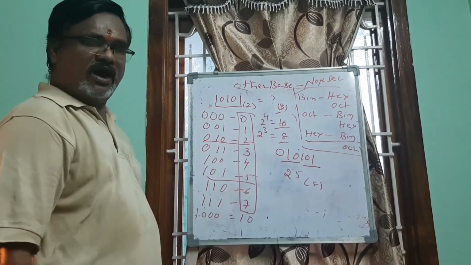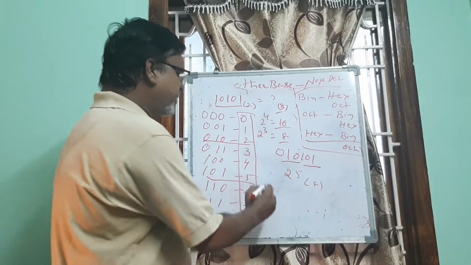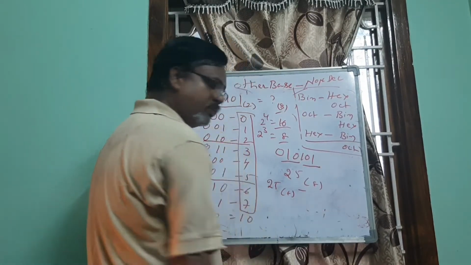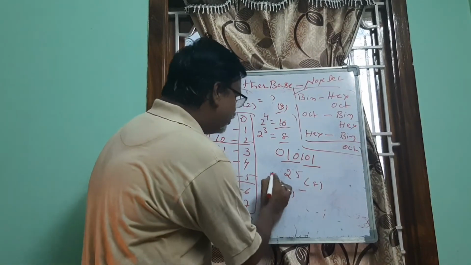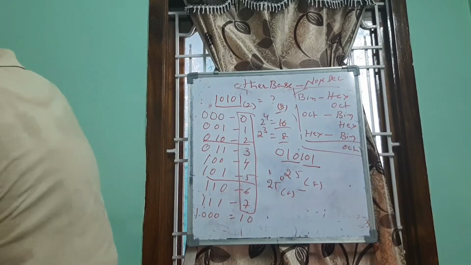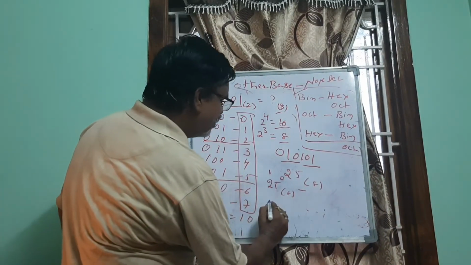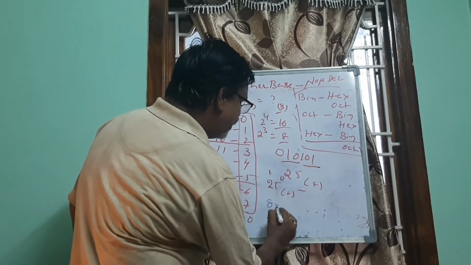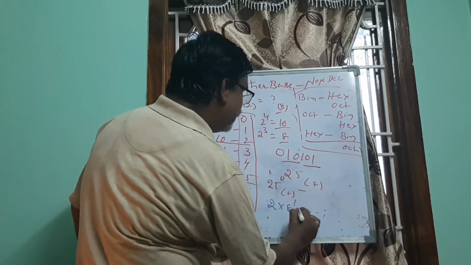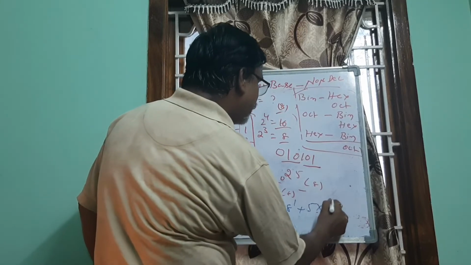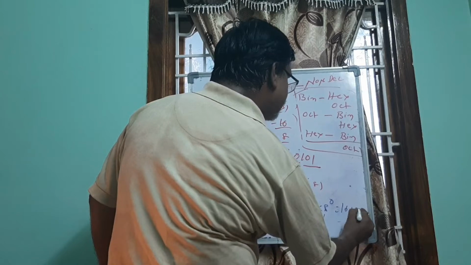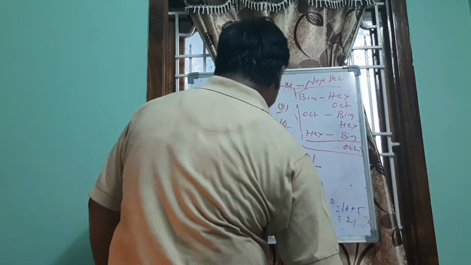Okay. Now is it right or not? We don't know. So for that purpose, this 25 base 8 we convert into base 10, that is base decimal. So 0th position, first position. So for that, 2 into 8 power 1 plus 5 into 8 power 0. So it is 16 plus 5 is equal to 21.